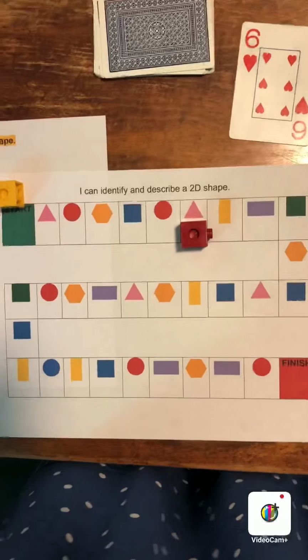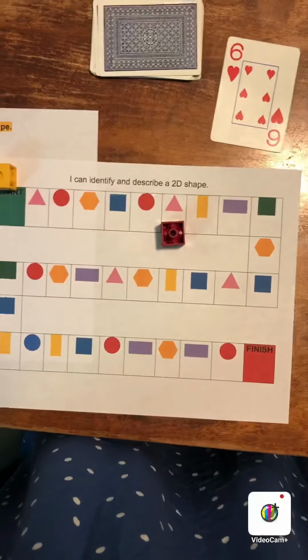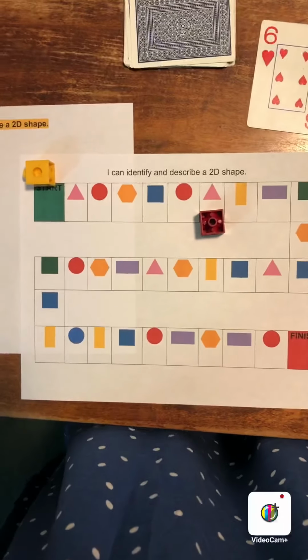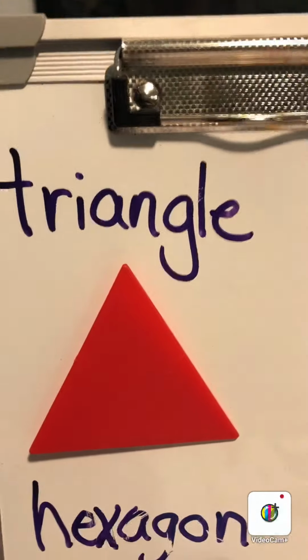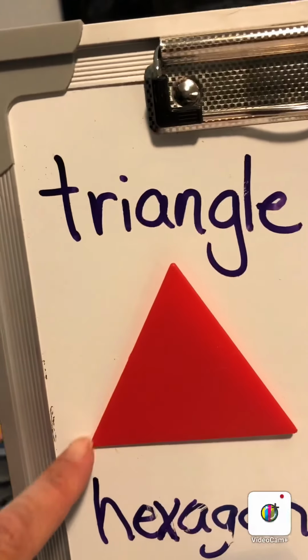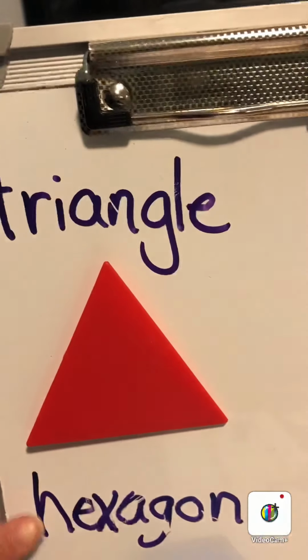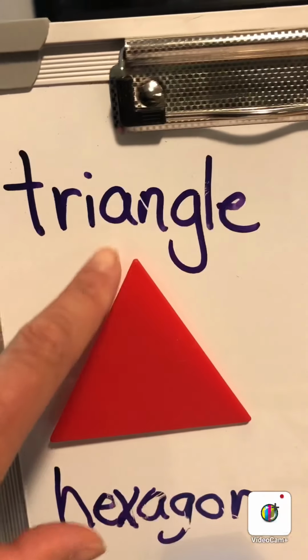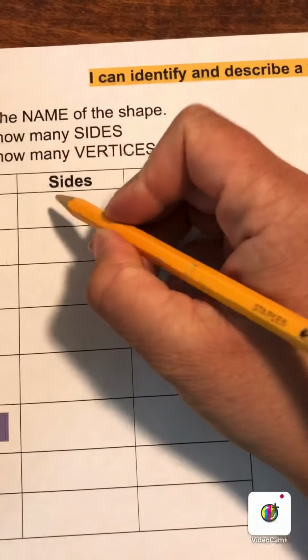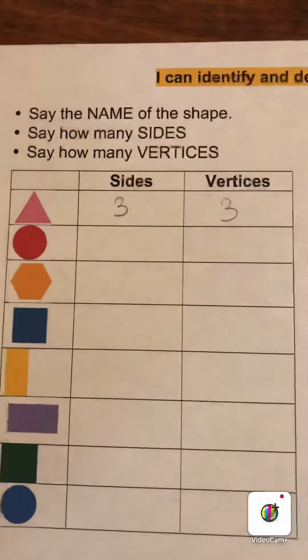Now here's the thing. If I want to land on that pink triangle, I have to say how many sides it has and how many vertices. Now that's a fancy word. I'm going to take a look at the triangle. So a vertex is where the lines meet. You can call them corners. You can call them angles. But the fancy word is a vertex. So this would be one vertex. This would be another. And this would be another. 1, 2, 3. So if I were recording, I would record 3 sides, 3 vertices next to that pink triangle.